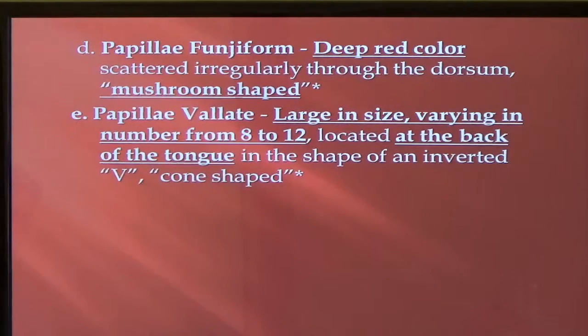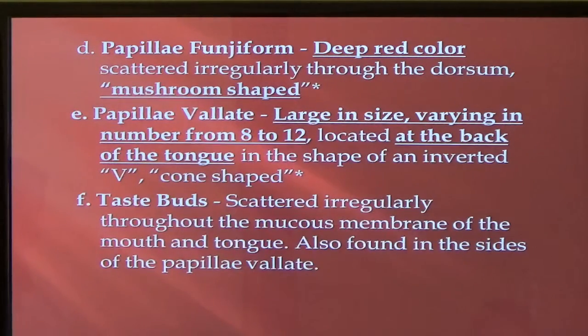And then way in the back you have papilla valli, which are large in size, varying in number, anywhere from 8 to 12. So if you pull your tongue way out and look in the mirror, you'll see these kind of bumps. Okay, and I'll show you pictures right now. And then the taste buds are really scattered all over around these papilla.